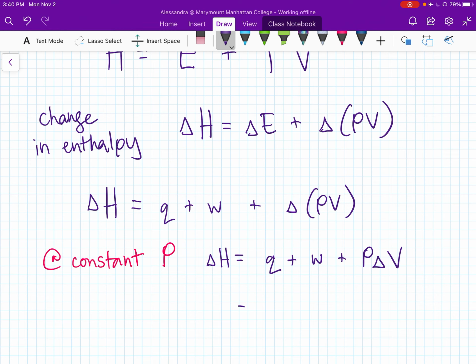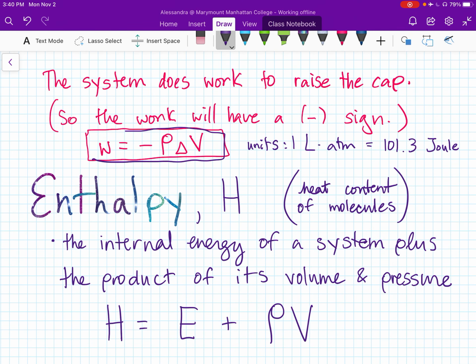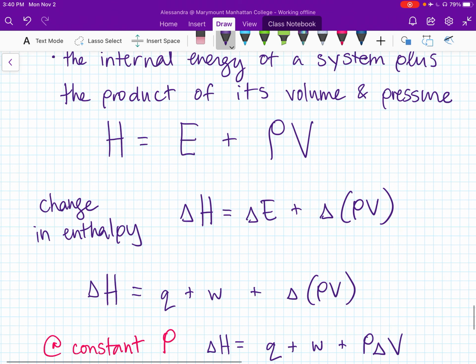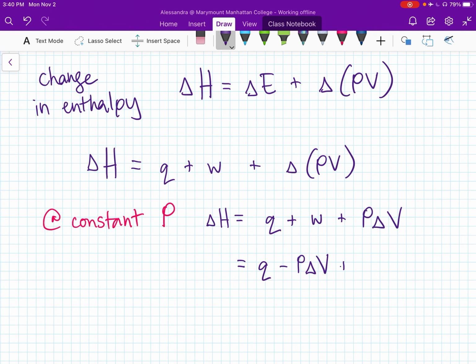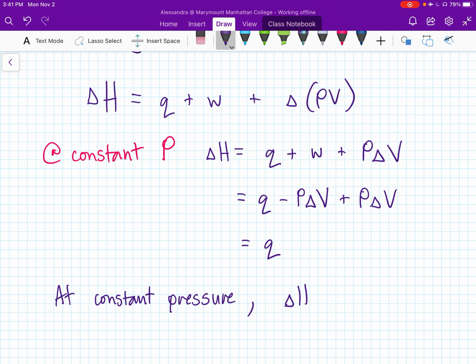Now, W, we just defined. It's PV work. So W equals negative P delta V, right? Remember from just a moment ago, we talked about how W equals minus P delta V. So I can plug that into my equation here. And now look what happens. Minus P delta V plus P delta V boils down simply to Q. So what I have just done is determine that at constant pressure, the change in enthalpy is just equal to heat flow. Delta H equals Q.